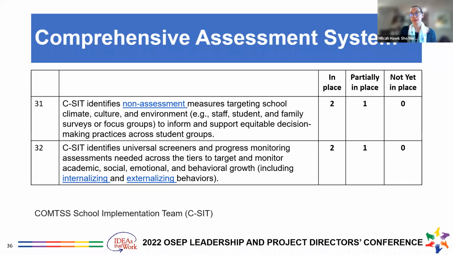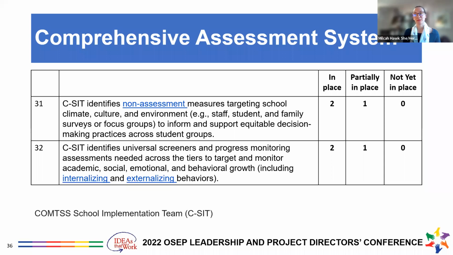These comprehensive assessment system items make clear that school climate, culture, and the learning environment are key to all student success. And because we are so proud of item number 31, I'm going to read that one out loud. The CSIT identifies non-assessment measures targeting school climate, culture, and environment, for example, staff, student, and family surveys or focus groups, to inform and support equitable decision-making practices across student groups.